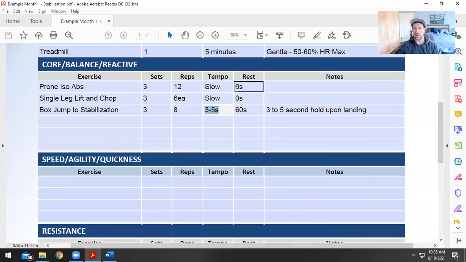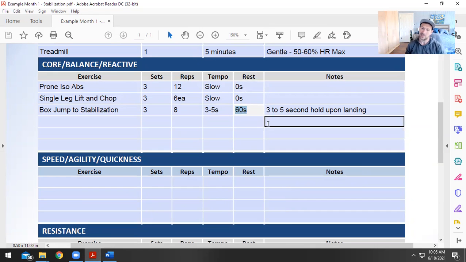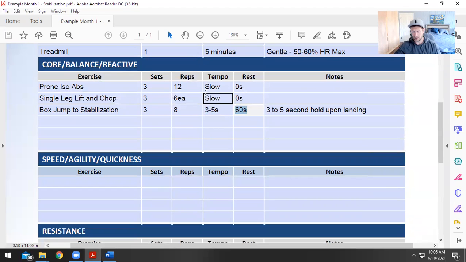And then 0 seconds of rest for each of these. And I'm clearly doing this as a circuit. So I'm going to take 60 seconds of rest at the end. And then I would go back and do sets 2 and 3. So that is my movement prep.